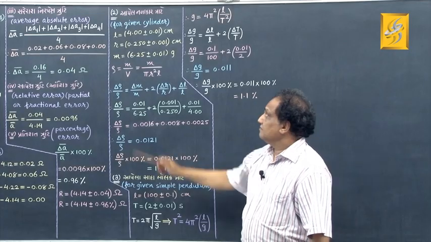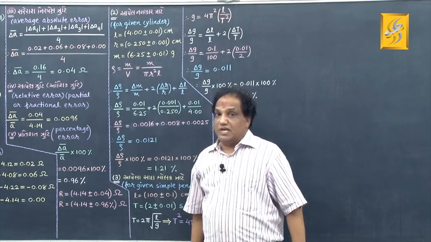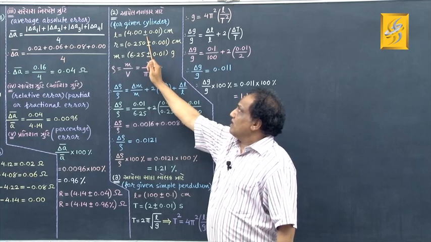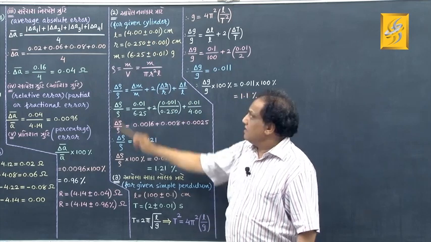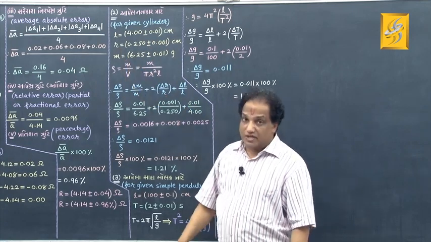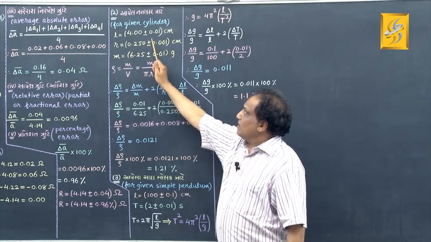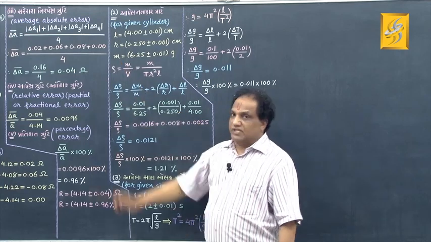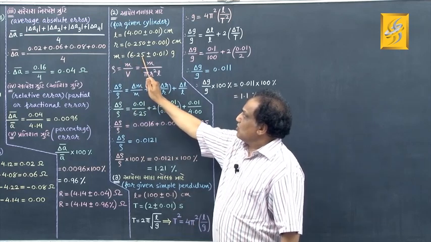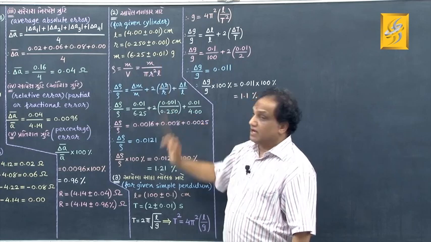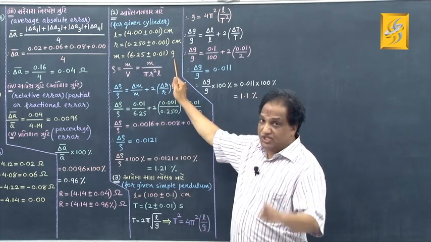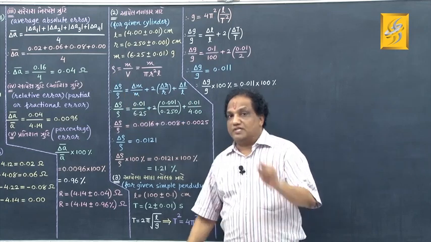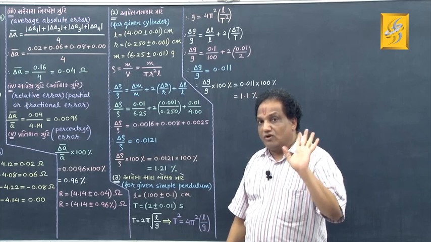Read it. We are given one cylinder for which the length is 4.00 plus or minus 0.01 centimeter. The radius of circular cross section is 0.250 plus or minus 0.001 centimeter. The mass of the cylinder is 6.25 plus or minus 0.01 gram. The symbol of gram is not gm, it is only small g. Take care. Now, we are asked to find the percentage error in the density of the material of this cylinder.